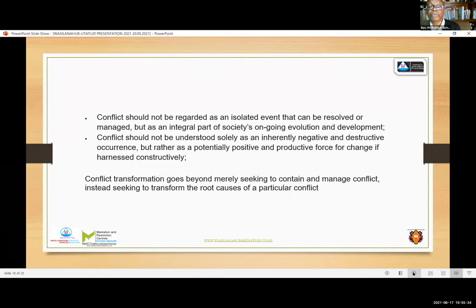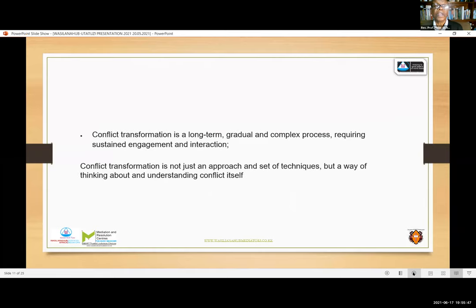Conflict transformation goes beyond merely seeking to contain and manage conflict, instead seeking to transform the root causes of a particular conflict. Conflict transformation is a long-term, gradual, and complex process requiring sustained engagement and interaction. So conflict transformation is not just an approach and set of techniques, but a way of thinking about and understanding conflict itself.